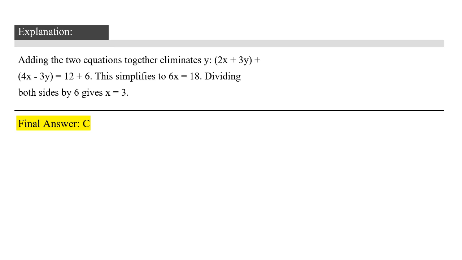Adding the two equations together eliminates y: 2x plus 3y plus 4x minus 3y equals 12 plus 6. This simplifies to 6x equals 18. Dividing both sides by 6 gives x equals 3.